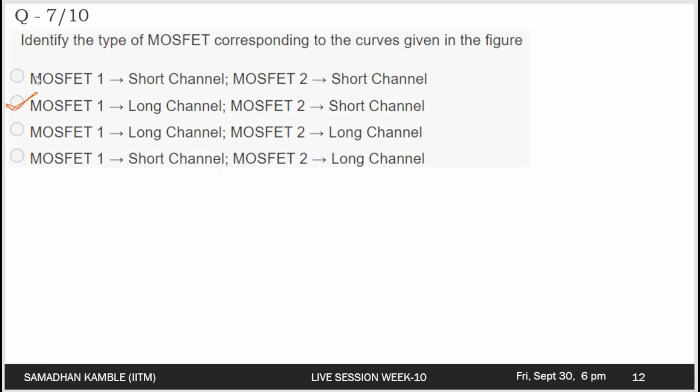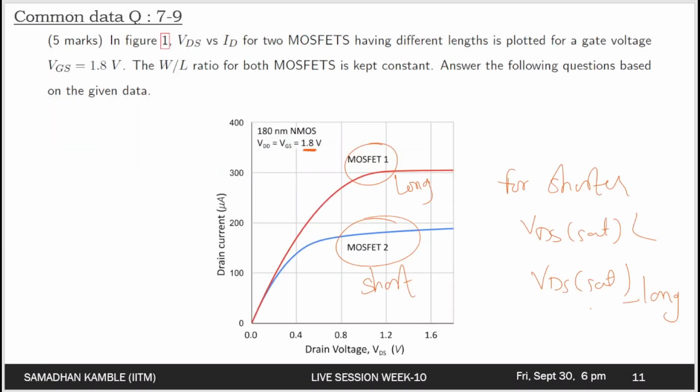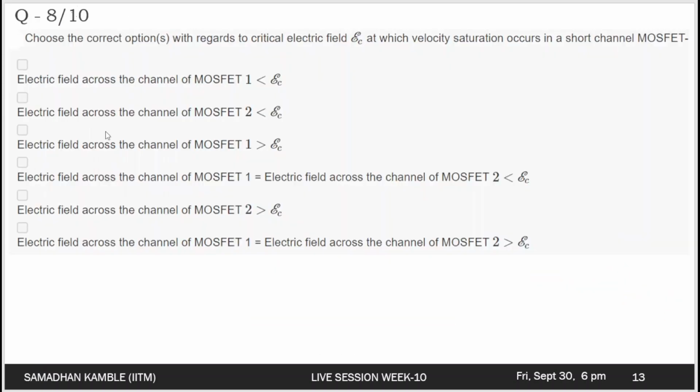So let's move to question number 8 then. Question 8 is as follows. Choose the correct option or options with regards to the critical electric field EC at which the velocity saturation occurs in a short channel MOSFET.